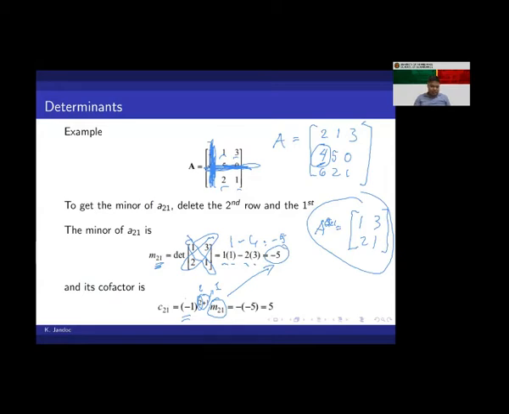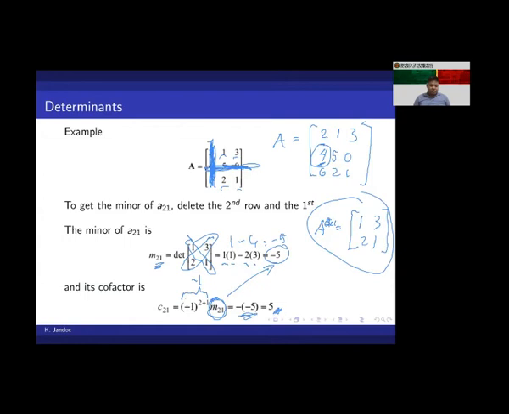Notice that negative 1 raised to 3, so negative 1 times negative 1 times negative 1, is negative 1, because it has an exponent that is an odd number. So negative 1 raised to 3 is negative 1. And the minor associated with entry 2, 1 is negative 5, as we computed before. So negative 1 times negative 5 is positive 5.